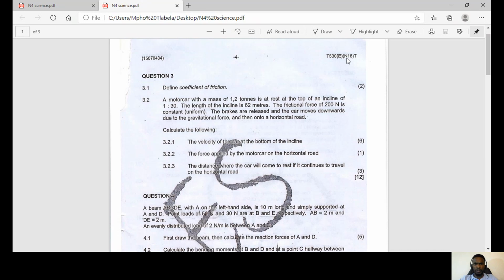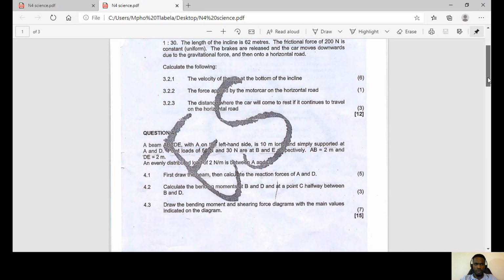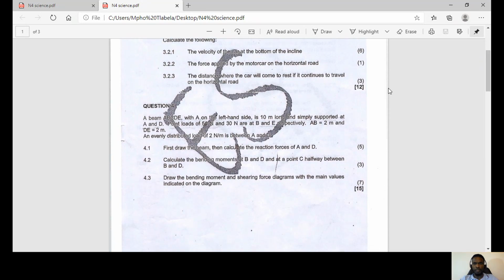It's from November 2018. Right, we're going to specifically go to question number 4, is the one on moments on beams. In this case, you will have noticed as well, sometimes you find that the beam is drawn for you, but most of the time they give you in a word form. You have to draw the beam yourself. Right, let's go through this one.